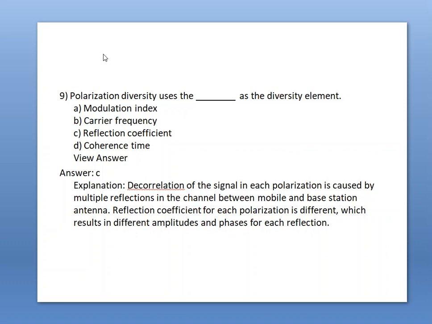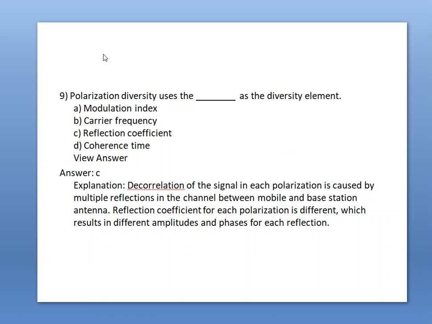Explanation: decorrelation of the signal in each polarization is caused by multiple reflections in the channel between the mobile and the base station antenna. The reflection coefficient for each polarization is different, which results in different amplitude and phases for each reflection. So that's why polarization diversity uses the reflection coefficient as a diversity element. We note that the reflection coefficient theoretically lies between -1 and +1, but practically the value lies between 0 and 1.